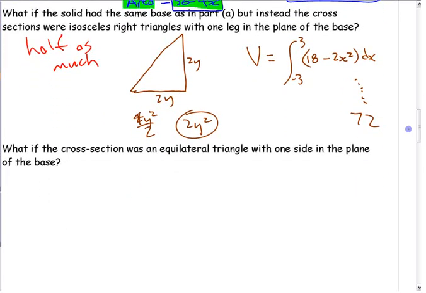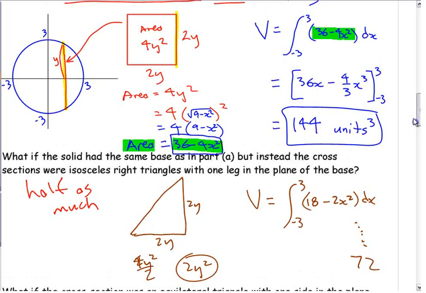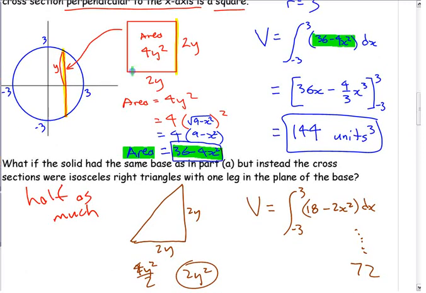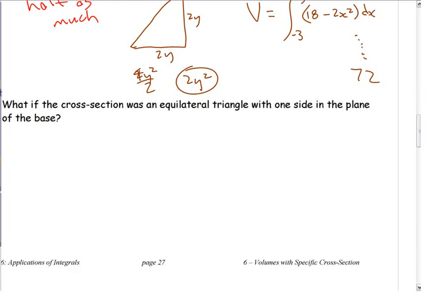What about if the cross sections were equilateral triangles with one side in the plane of the base? So now you're saying, if it was equilateral triangles, this distance, that distance, that distance, it's not going to be quite as high as the square. If it's an equilateral triangle, the height's not the same as the width. So you need to do a bit of thinking here first for equilateral triangle. The hard part is coming up with the area expression, right? If this is your equilateral triangle, sort of, pretend that's an equilateral triangle.